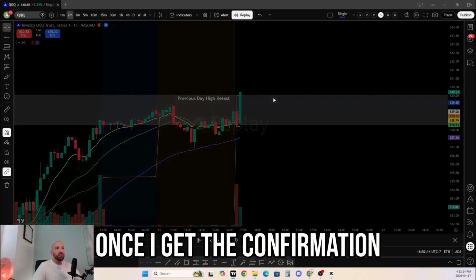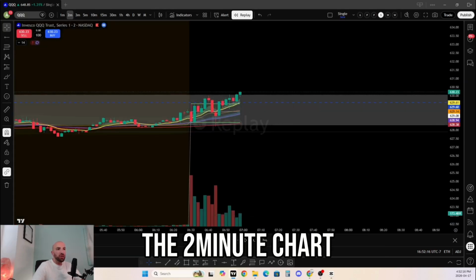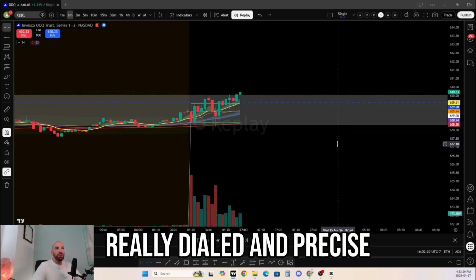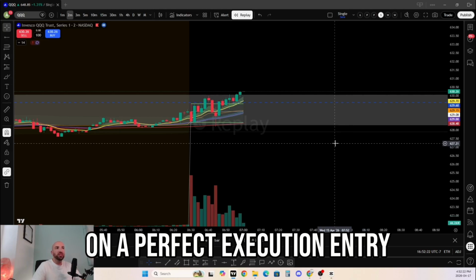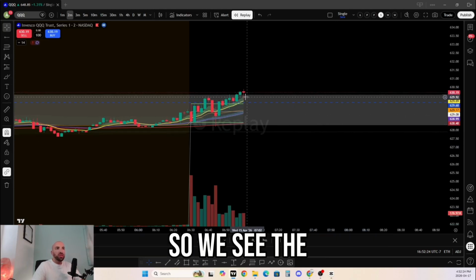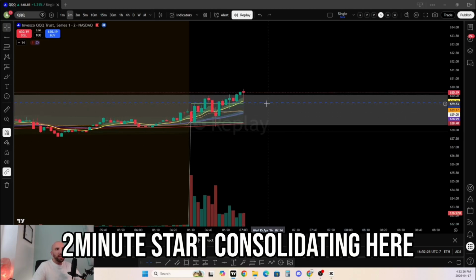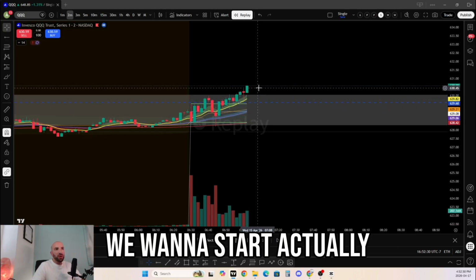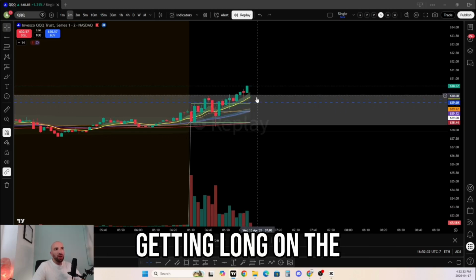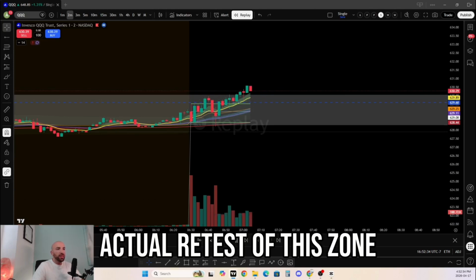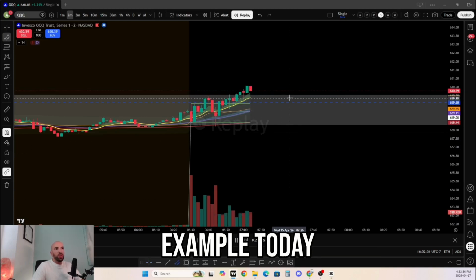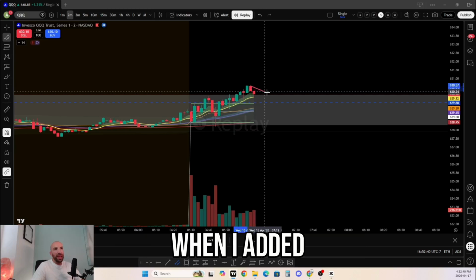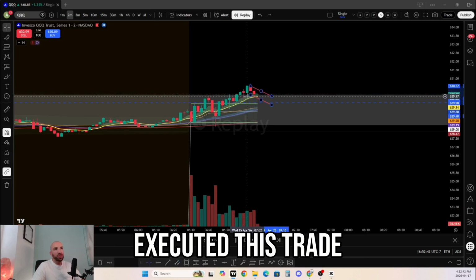Now once I get the confirmation, I switch to the 2-minute chart and start mapping out my entry so I can get really dialed and precise on a perfect execution entry. We see the 2 minutes are consolidating here, and once we see the retest on that 13 EMA, we want to start getting long on the actual retest of this zone. In the live example today, you'll see exactly when I entered, when I added, and how I executed this trade.